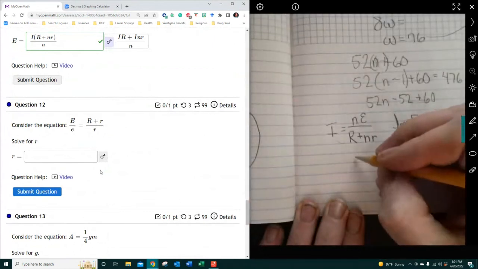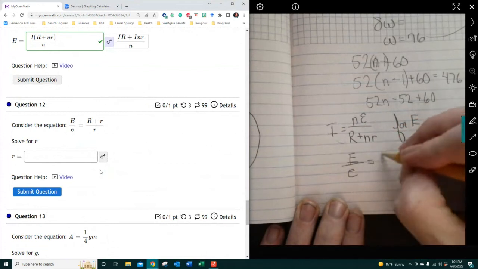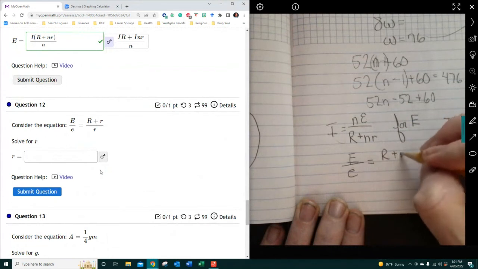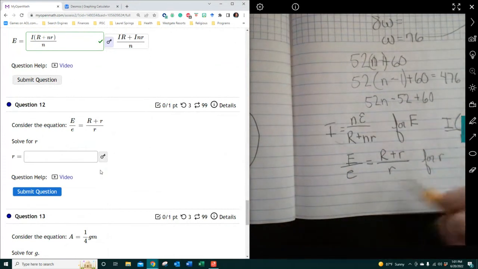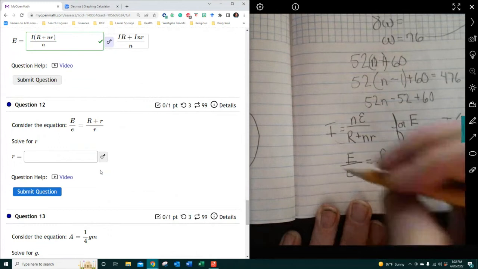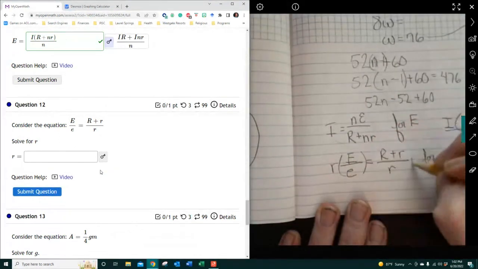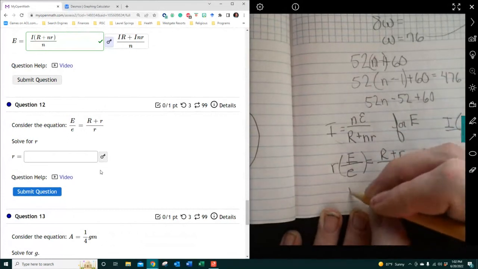So let's take a look at number 12. Now we're solving for little r. We have a big E divided by a little e equals a big R plus a little r, all divided by little r. And we're solving for little r. Now the thing is that we don't like this r being next to this, and matter of fact, being divided. So in order to clear out some of this, we're going to go ahead and multiply both sides by the little r. By multiplying by little r, that gets at least the r out of the denominator. We don't like that.